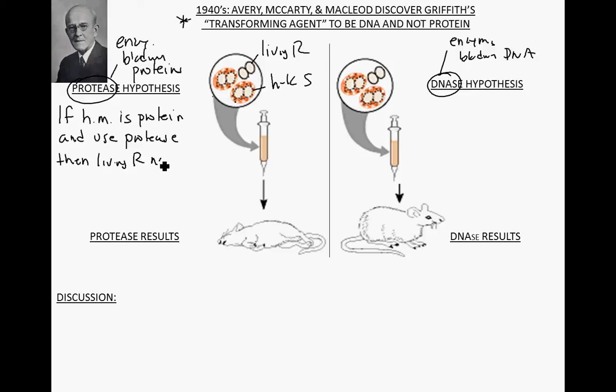So if the hereditary material is a protein and we use a protease, then living R is not transformed into living S, and the mouse should live. So this is their hypothesis. They do the experiment, they use the protease, and what do they get? They get dead mice. So they're like, okay, it's probably not protein.